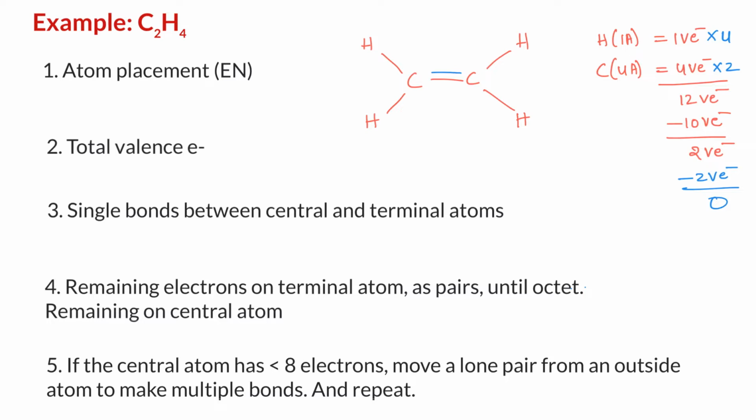So at the end, we verify if each of the atoms has either an octet configuration or a duplet configuration in case of hydrogens. As we see, all the 4 hydrogens have 1 bond each, that means a duplet configuration, and the remaining 2 carbons have 4 bonds each, that is octet configuration. So this is the final Lewis dot structure of C2H4.